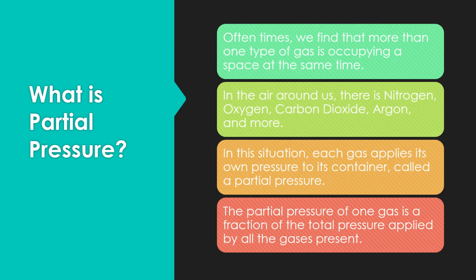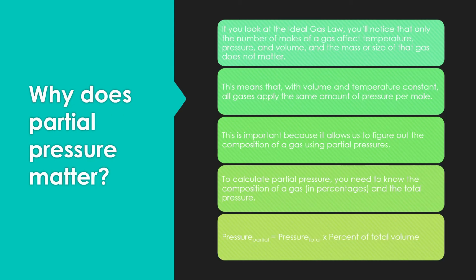To do this, we also have to look at the way gases exist most of the time out in the world. Usually, there is more than one type of gas occupying the same space at the same time. The air around us, for instance, has nitrogen, oxygen, carbon dioxide, argon, and more. A lot of the time there is also water vapor in the air and a plethora of other gases. In situations like this, each gas applies its own pressure to its container, or in the case of air, it applies a portion of the air pressure that we feel. This pressure is only a part of the total pressure applied by all of the gases present, so we call it a partial pressure.